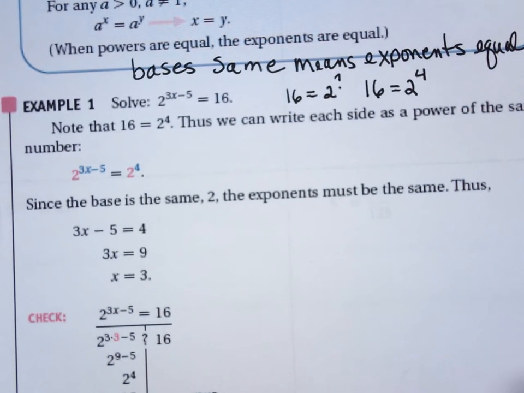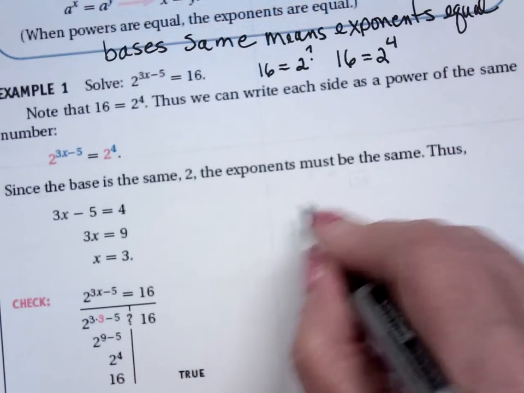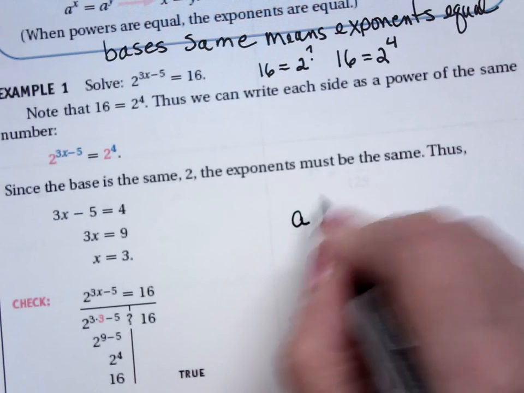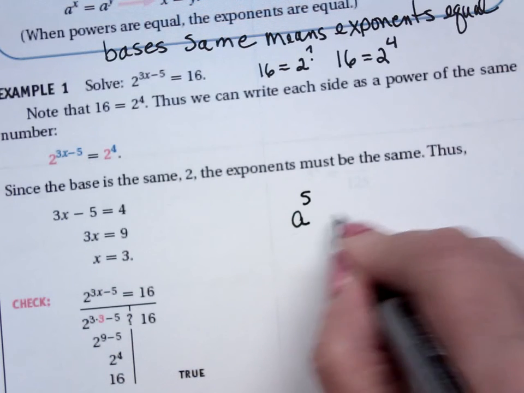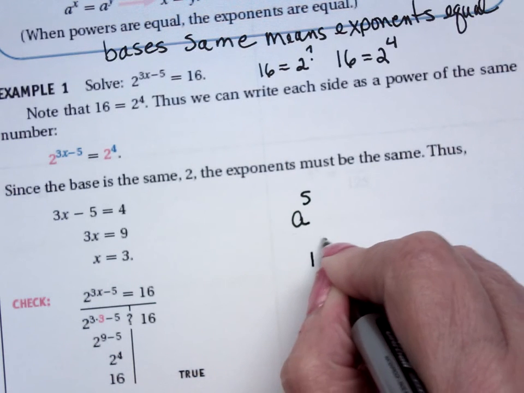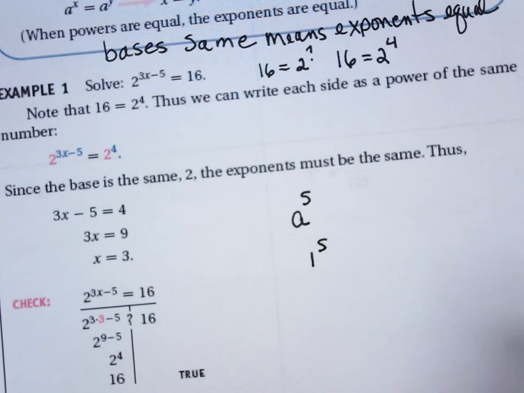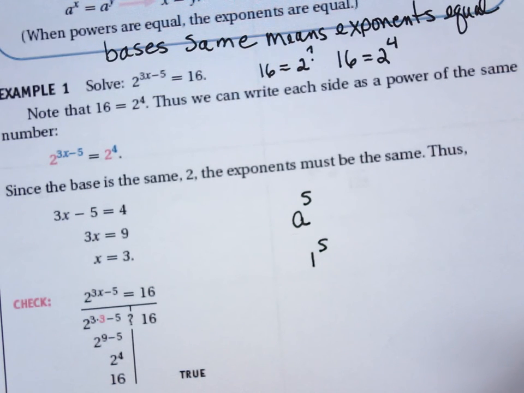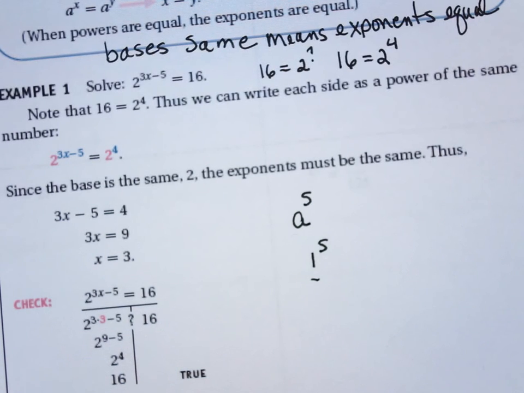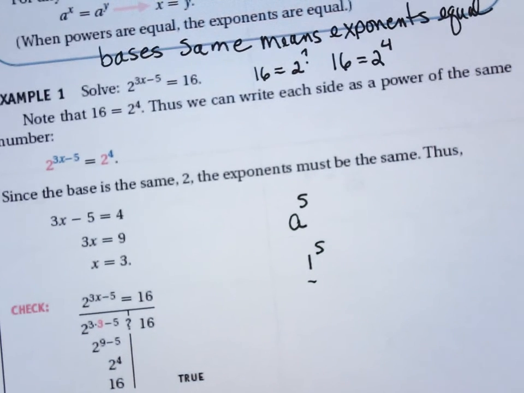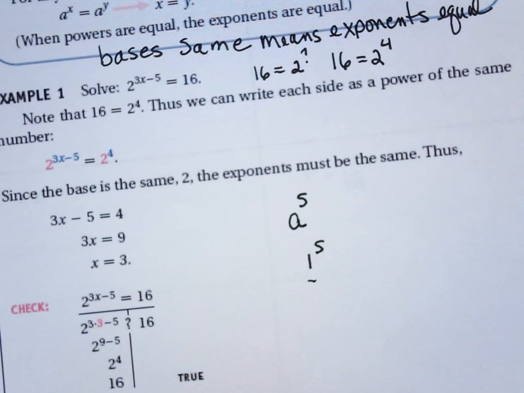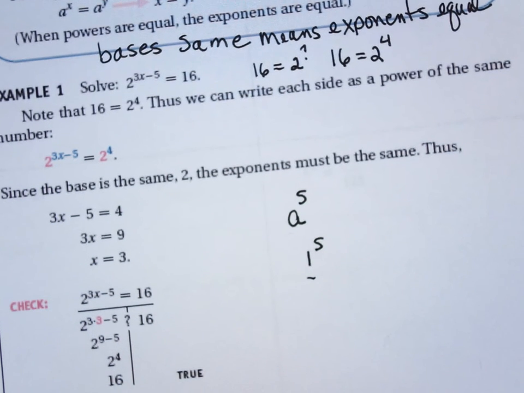Because a is a base. If I think about a as being a base, if a was 1, what's 1 to the 5th? 1. What's 1 to the 20th? 1. What's 1 to the millionth? 1. What's 1 to the minus a million? 1. So it's always 1, and it doesn't make sense to have the base be 1. That's why they throw 1 out. Good question.